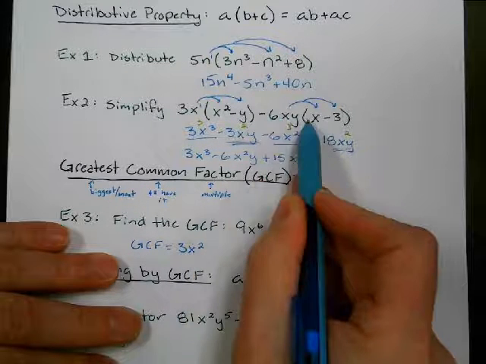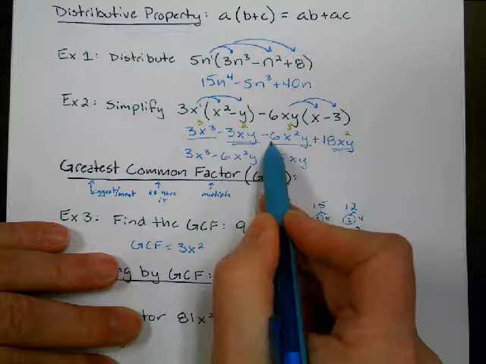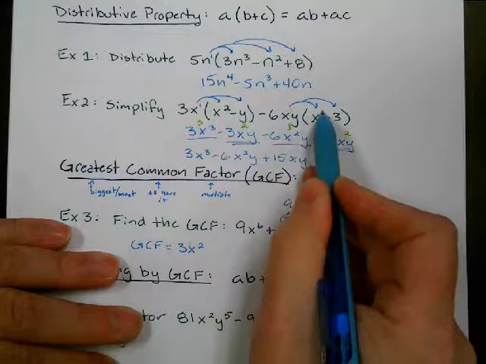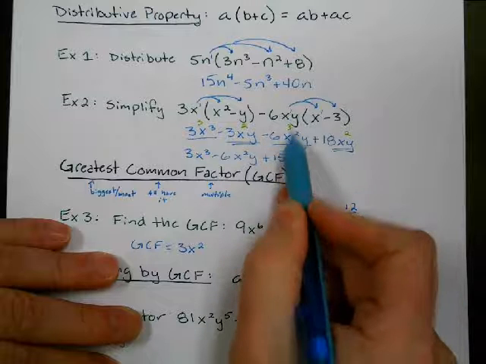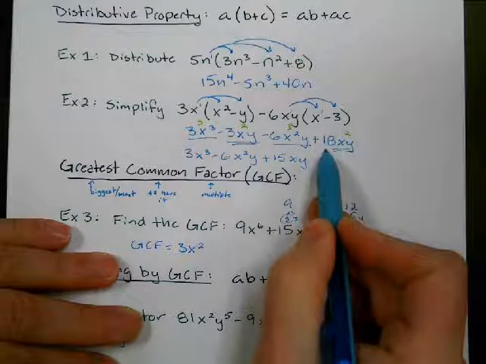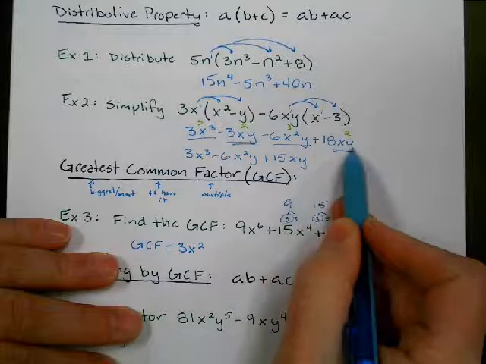Over here, negative 6 times 1. So I'm looking at the coefficients. That's negative 6. I've got x to the first and x to the first, so I add those and get x to the second, and then the y. Negative 6 times negative 3 is positive 18, and then we get xy.